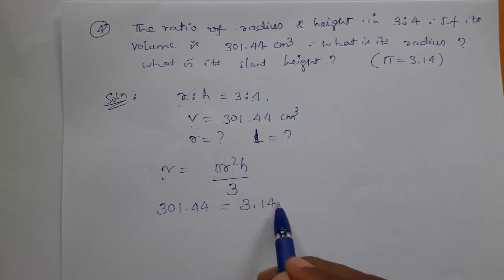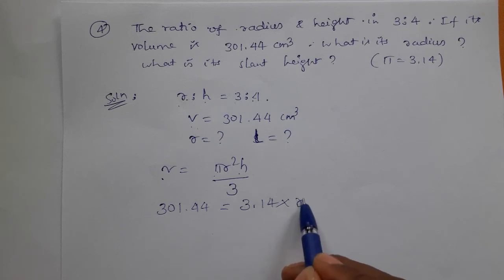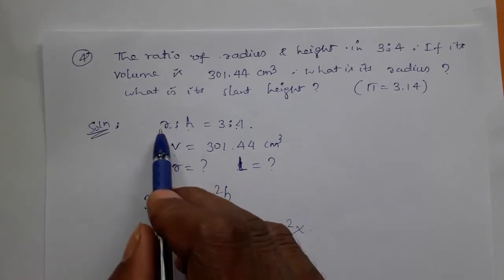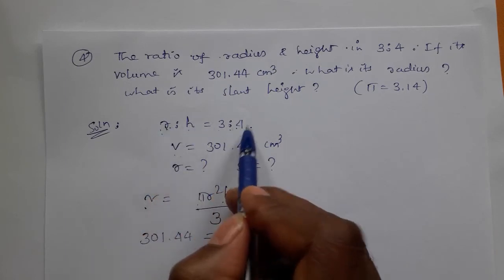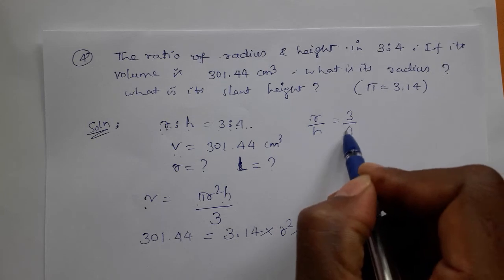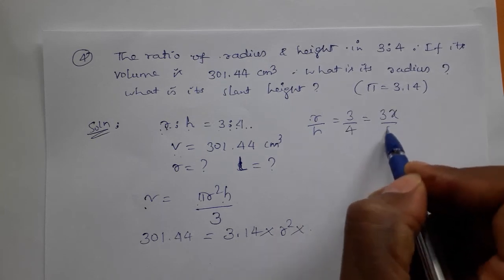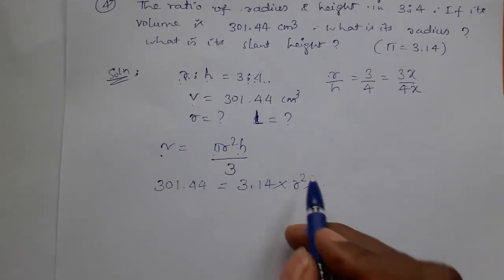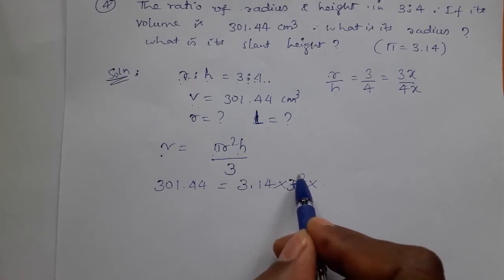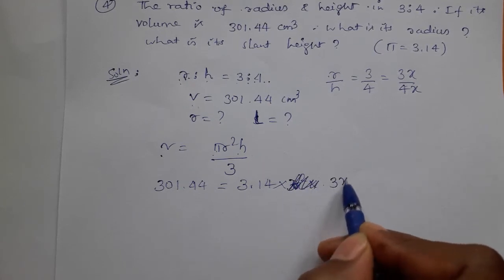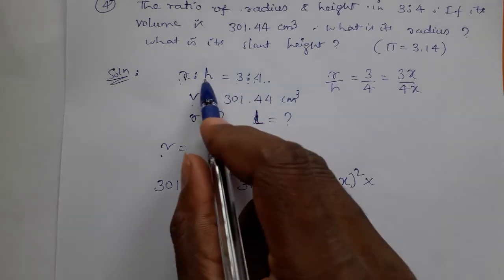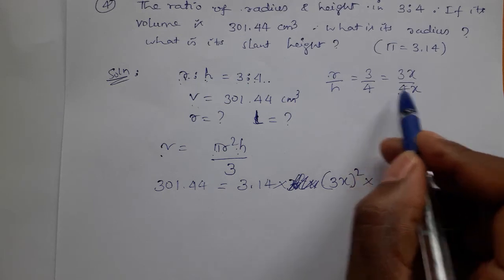Pi value is 3.14, it is given, into radius square into height. Radius is not given directly, but radius and height are in the ratio 3 is to 4. When we separate, they become 3x and 4x. Now radius is 3x, so we write 3x whole square, into height, which is 4x.